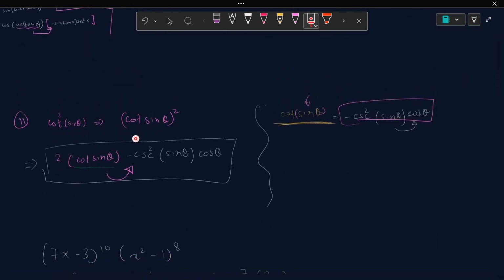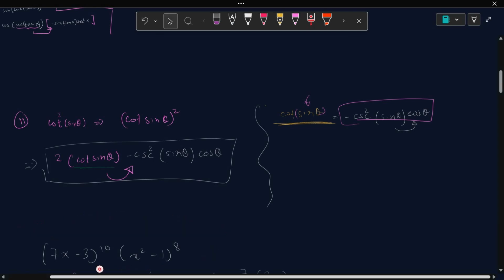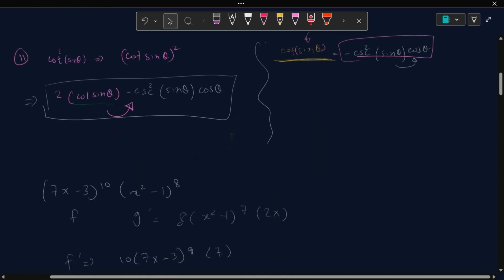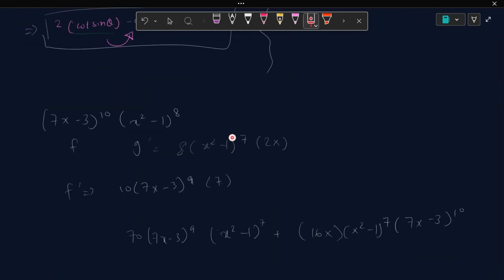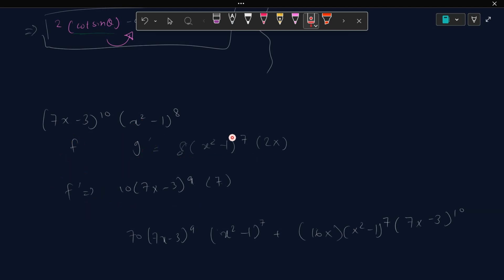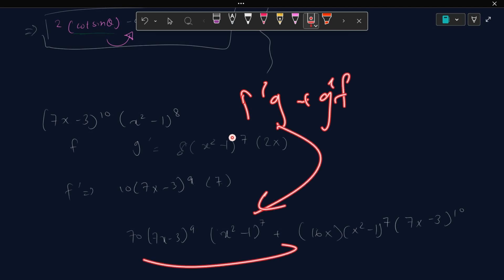Now let's go ahead and find the derivative of this one, and this is basically the product rule. You have your f and you have your g, and that's pretty simple. I just solved it for you. Here I have the f, here I have the g. I took f prime as this one and g prime as this one, and if you apply the product rule, f prime times g plus g prime times f, this is what it should give you.